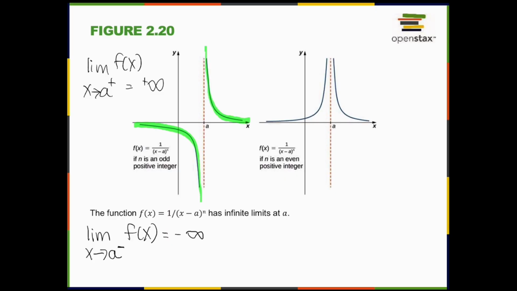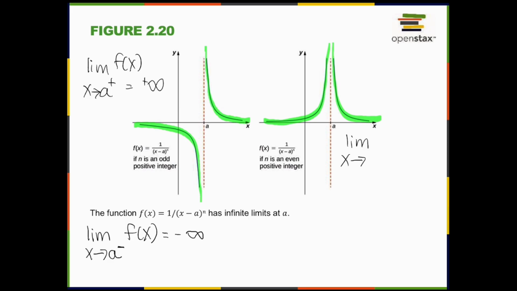Now, if we have an even integer, now we're looking at the same function, but the power of n is going to be an even positive integer, like 2, 4, 6. Then the behavior of the graph is going to look like this picture that's on the right-hand side, where both behaviors coming from each side approaching a, they're both going up. So coming from the left and going up, coming from the right and going up, the behavior is the same.